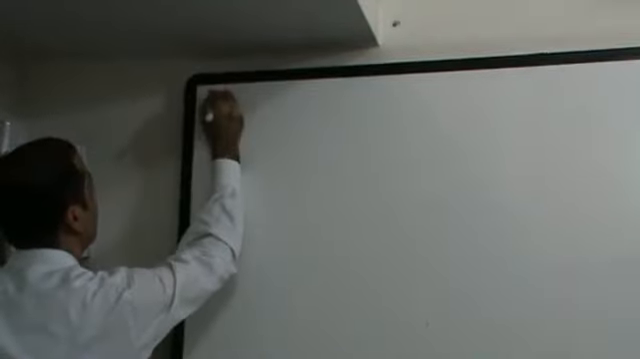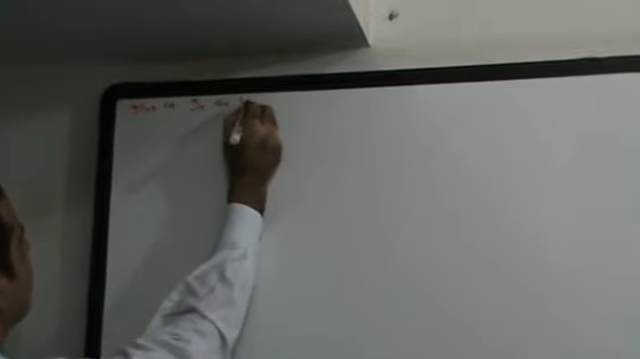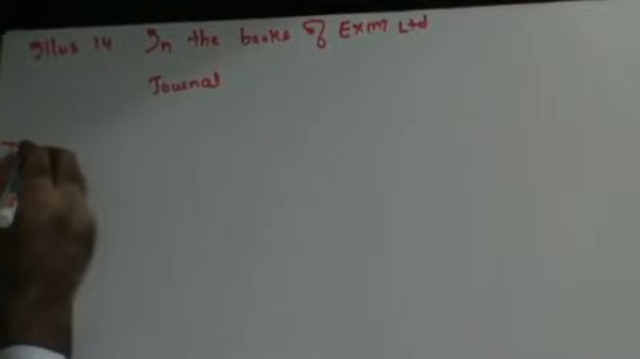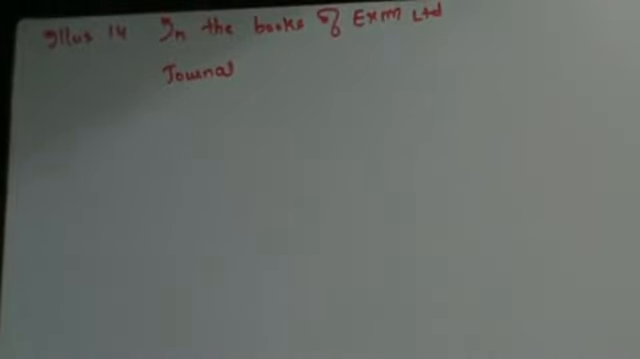Let's see this. We're going to do question number 14 today. We're doing illustration 14 in the books of Exim Limited, journal. Let's start. Journalize the following transaction in the books of Exim Limited for the year ending 31st March 2007 and also prepare a foreign exchange fluctuation account as per Accounting Standard 11.